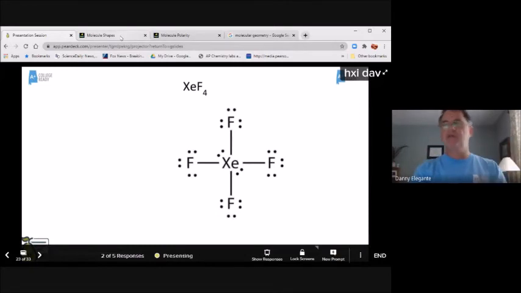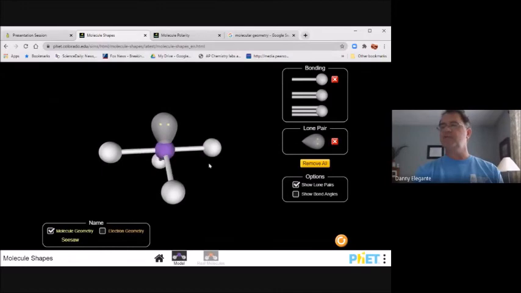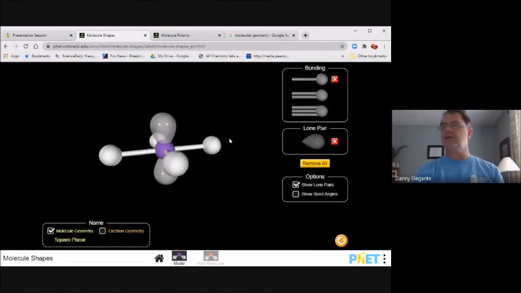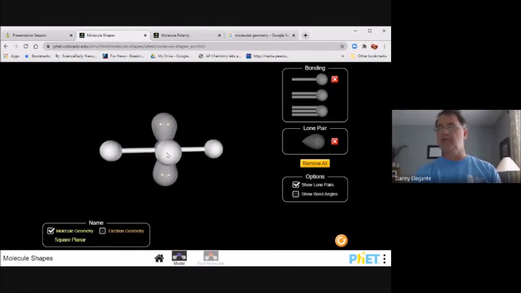4 things stuck to it with 2 lone pairs. So I've got 4 things stuck to it, 1, 2, 3, 4, and 2 lone pairs. And if you look, those 2 lone pairs make all of the things stuck to it kind of live in one plane. So we call this planar because it is flat, right? But it's square planar. So with that 1 extra set of lone pairs, that kind of squeezes it from both ends, causing the whole thing to be flat.